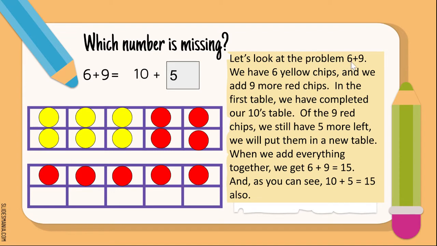Let's look at the problem 6 plus 9. We have 6 yellow chips and we add 9 more red chips. In the first table, we have completed our tens table. Of the 9 red chips, we still have 5 more left. We will put them in a new table. When we add everything together, we get 6 plus 9 equals 15. And as you can see, 10 plus 5 equals 15 also.